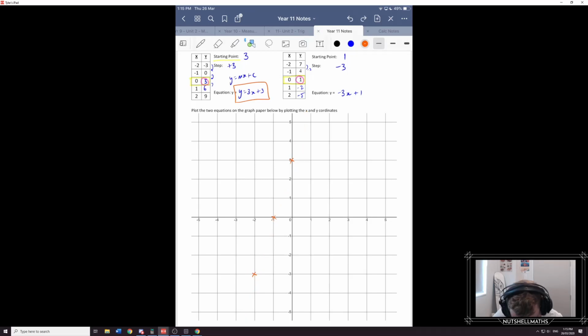Almost perfect. Let's fix it. It's so hard to draw a nice straight line without a ruler.